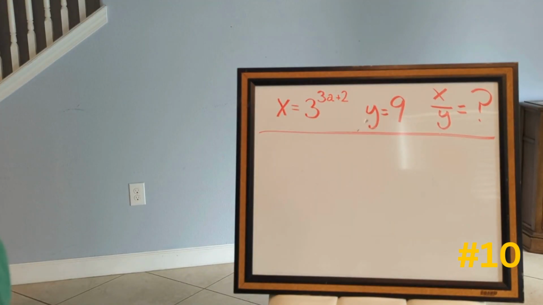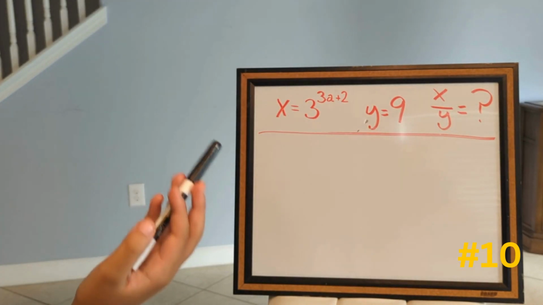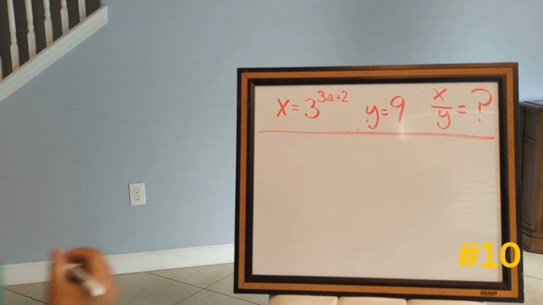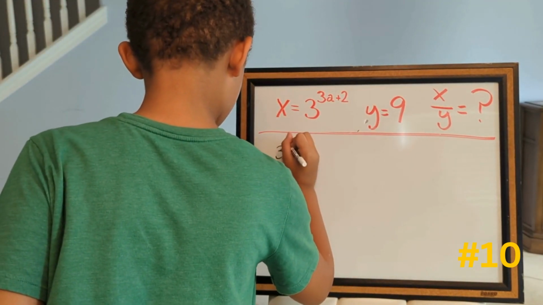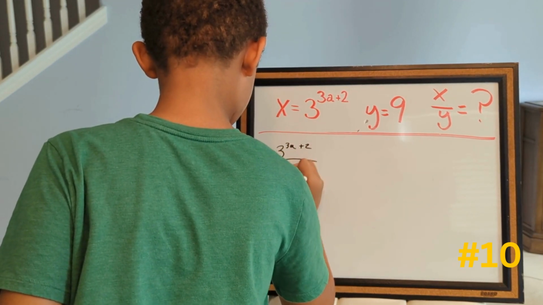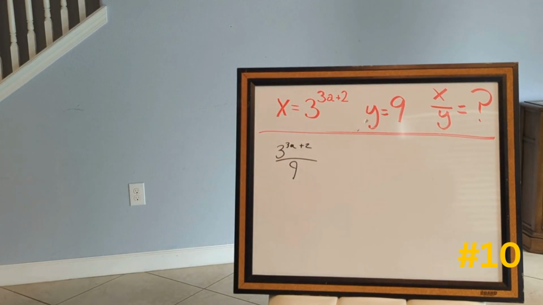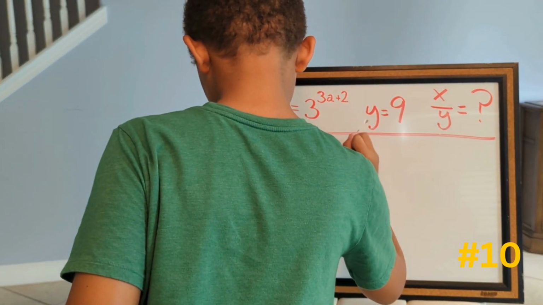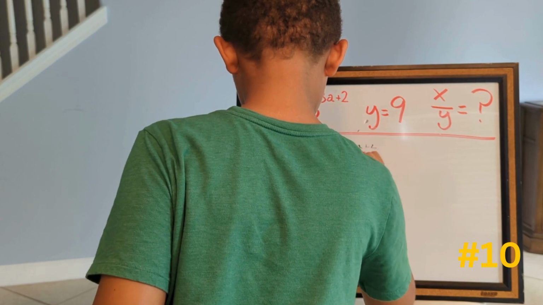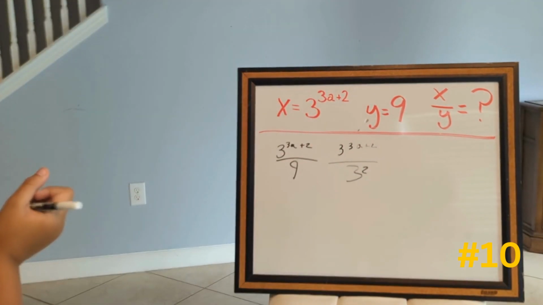All right, so we have x equals 3 to the 3a plus 2, y equals 9. We want to find x divided by y. So we are going to substitute in what we know for x and y. 3 to the 3a plus 2 divided by 9. Now, in order to do this division, we want to look for like bases. So Owen is going to change the 9 to a base of 3. And we do that by writing 3 squared.